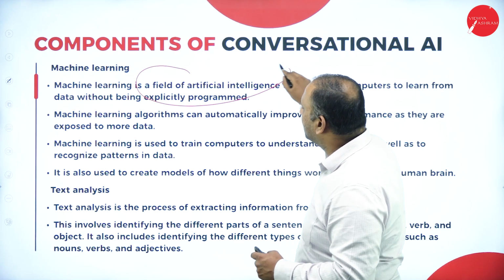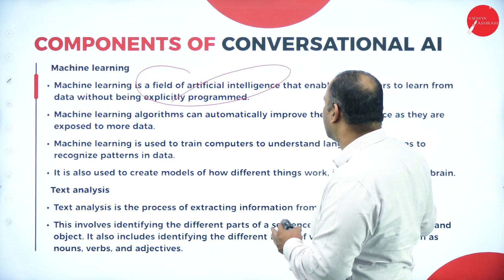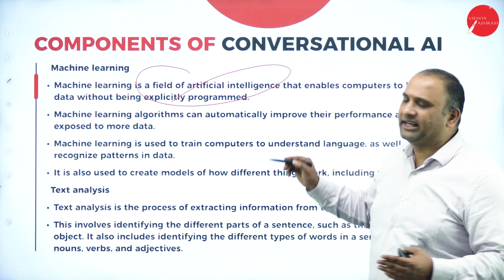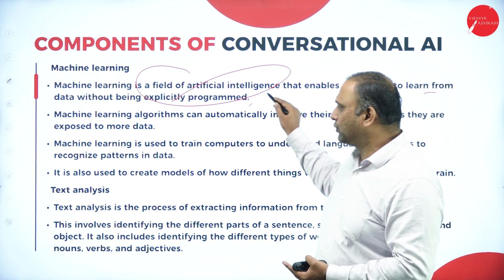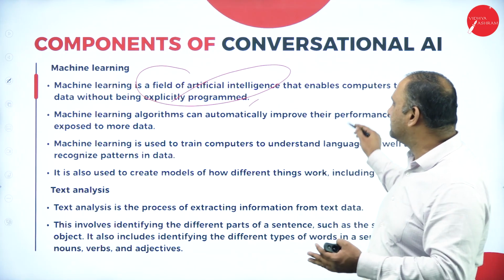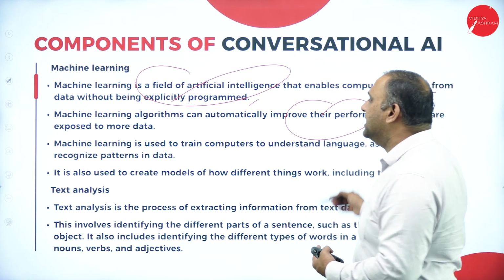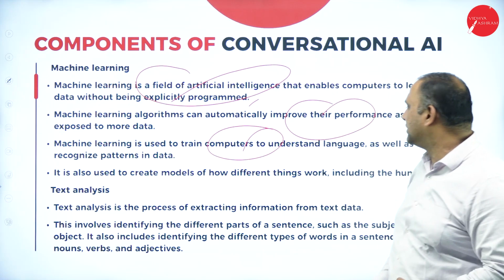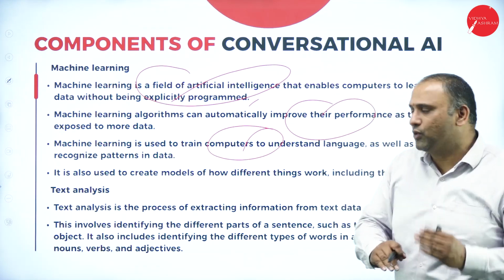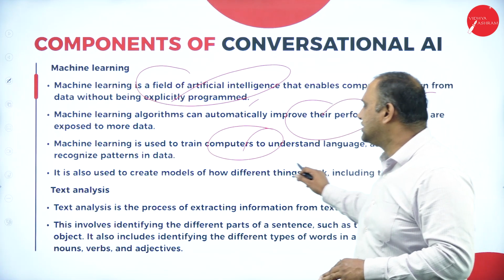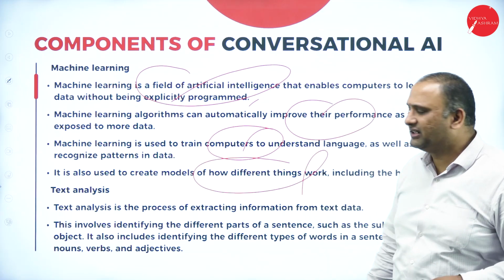Machine learning is a field of artificial intelligence that enables the computer to learn from the data without being explicitly programmed. Machine learning algorithms automatically improve their performance as they are more exposed to the data. Machine learning is used to train computers to understand their own language as well as recognize the patterns in the data. It's used to create models on how different data works.